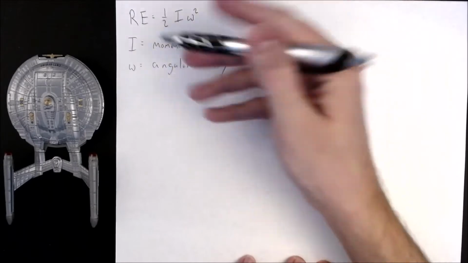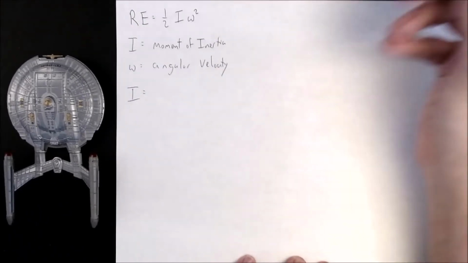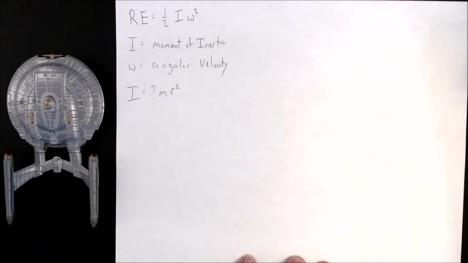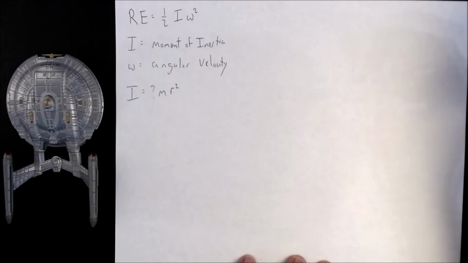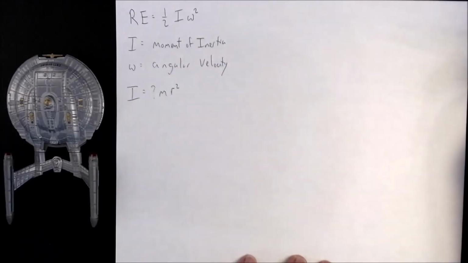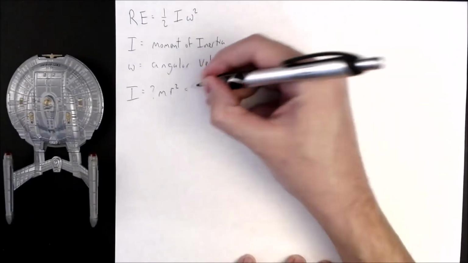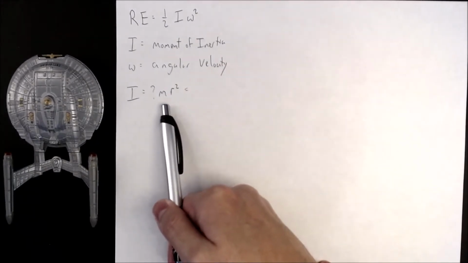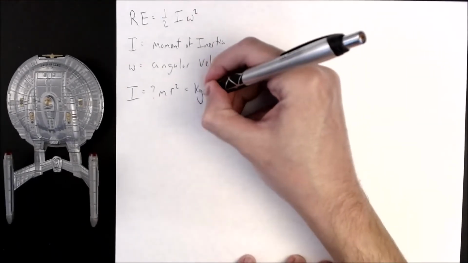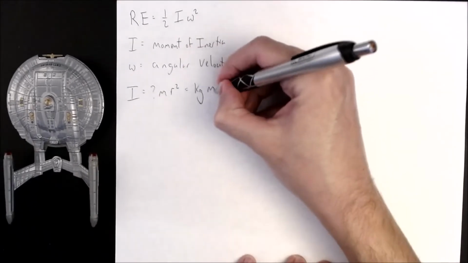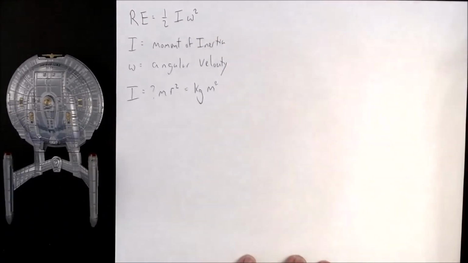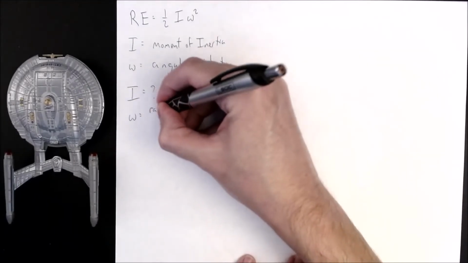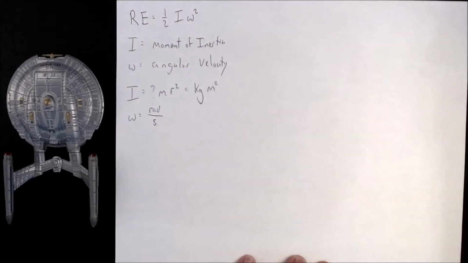What are the units of I? Well, I is always some fraction times mr squared. If you look back at that list of moments of inertia that I gave you, you'll see that it's always something times mr squared. Well, what are the units of that? The something is always some fraction, so fractions don't have units. Mass, that's going to be kilograms. Radius, that's going to be meters, and we square it. And the units of omega, angular velocity, well, that's how many radians you go through in 1 second.